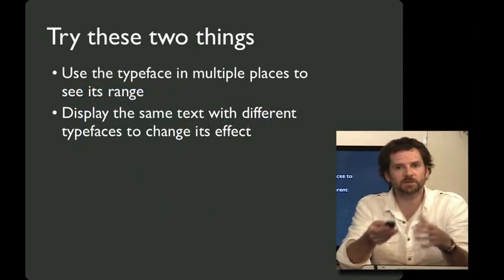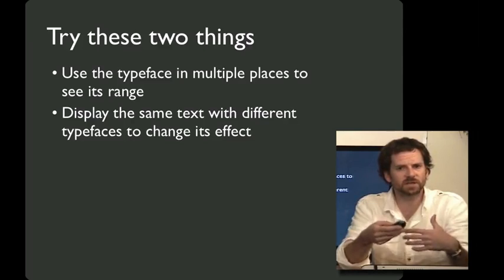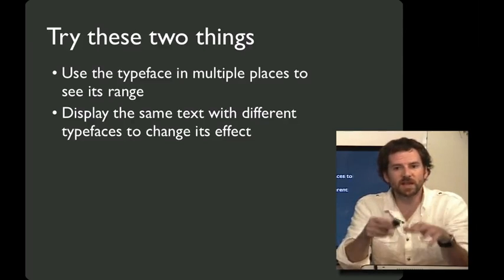Here are 2 easy exercises you can use to improve your typographical eye. The first one is look around you for all of the different ways that the same typeface gets deployed. That'll give you a sense of its range. And the second one is look at how the same text with different typefaces really changes its meaning.